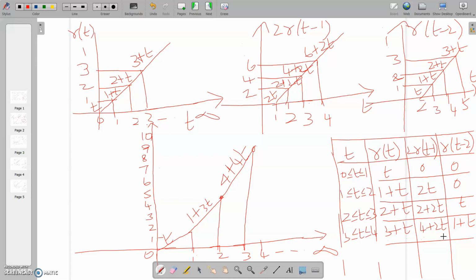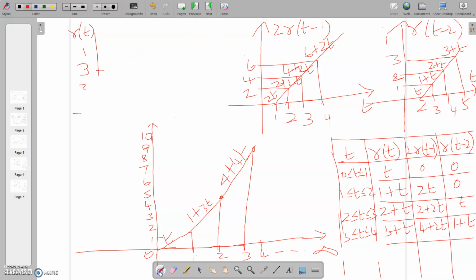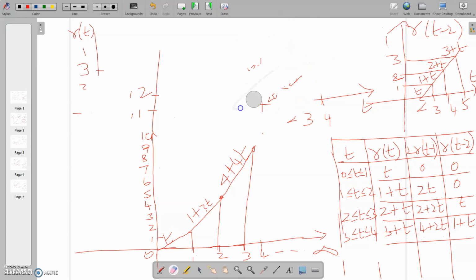So for 3 to 4 again we have to represent up to 12. Suppose this is 11, this is 12, right? So we can use up to your 4 duration. So we have to start with 3 plus 4 plus 1, which is nothing but 8. From 8 we have to start, and then for 1 duration we have to increase. So 8 plus 4 is nothing but 12. So up to 12 we have to increase.